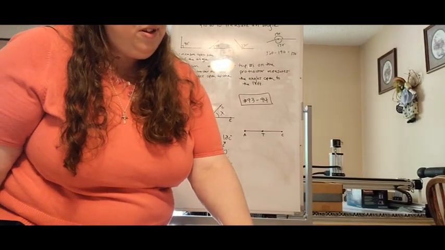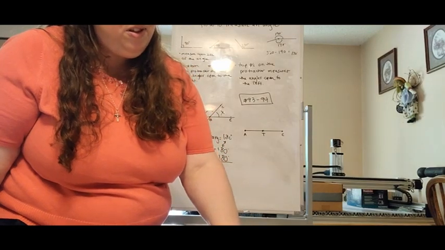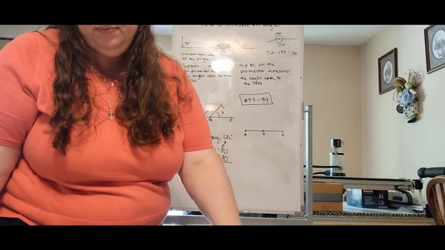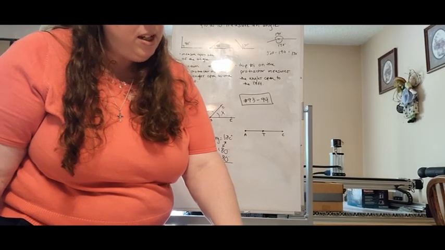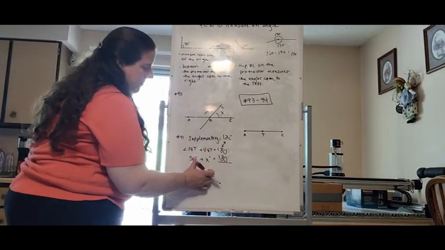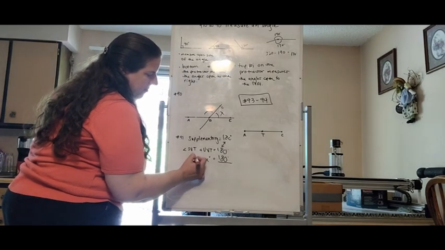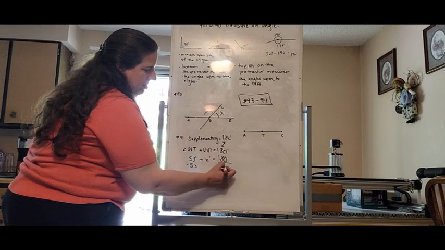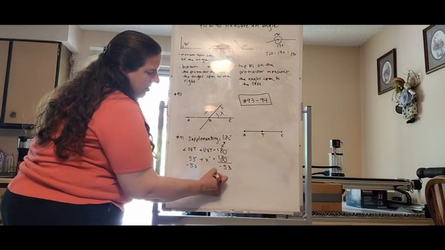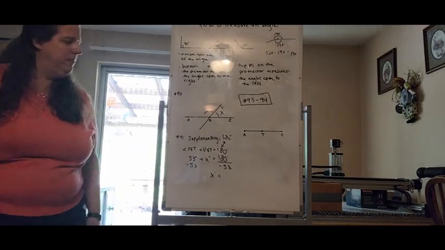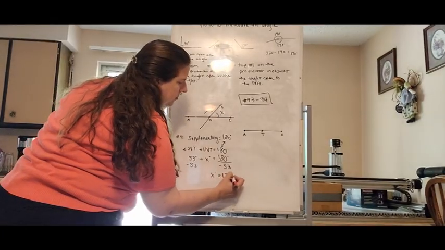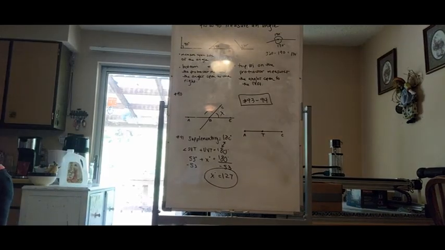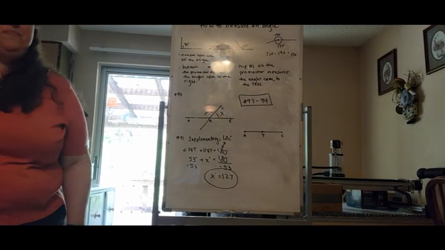Number 91. If SVT is 53, then you subtract 53 from 180, and that equals 127. So it's D. Good job.